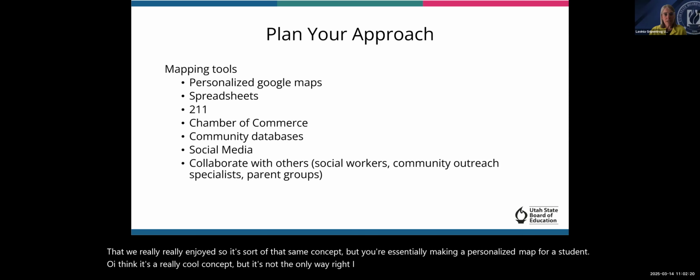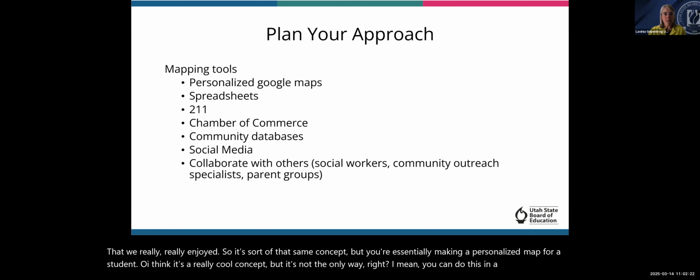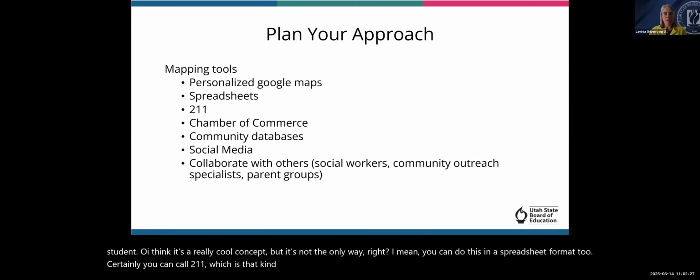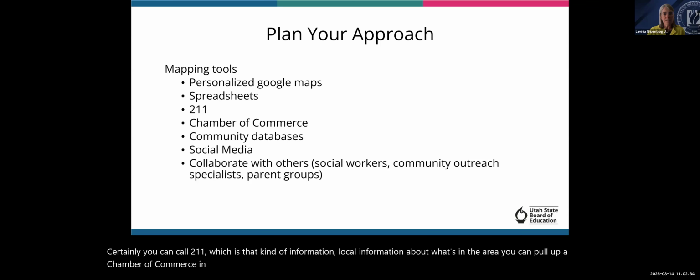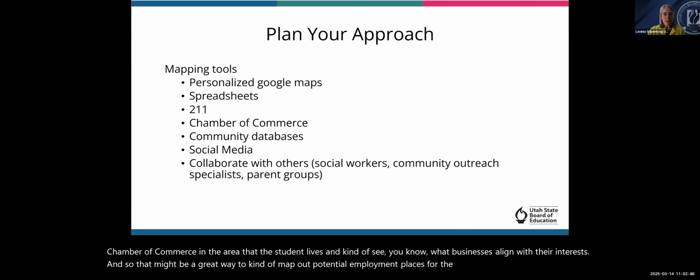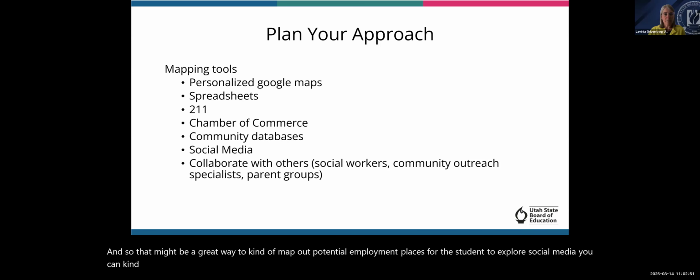I mean, you can do this in a spreadsheet format too. Certainly, you can call 211, which provides local information about what's in the area. You can pull up the chamber of commerce in the area where the student lives and see what businesses align with their interests. That might be a great way to map out potential employment places for the student to explore. With social media, you can also see what is happening in certain neighborhoods.